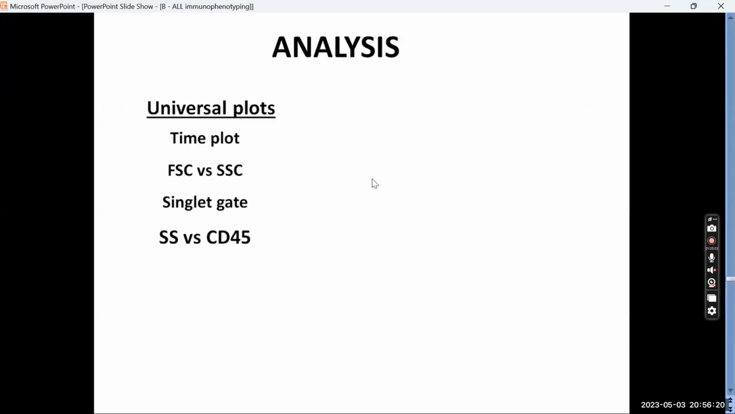Now, how do you go about the analysis? Some more slides, just two or three more slides. Any doubts? The chat box has many doubts. Yeah, so let me take one. Dr. Lakshmi, can any lineage associated B markers be aberrantly expressed in myeloid?